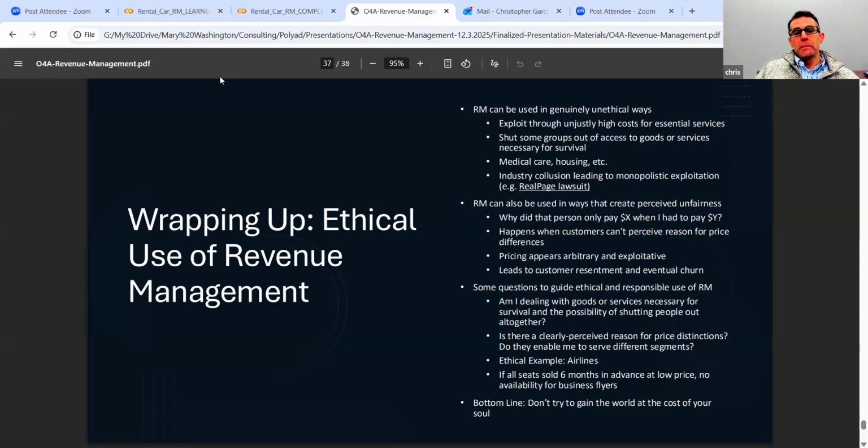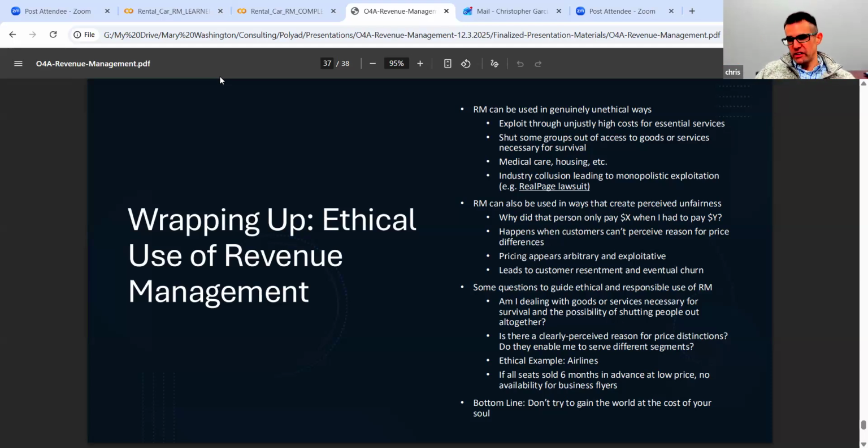Also, the appearance of unfairness. This is something, again, revenue management uses price discrimination. That's part and parcel of what you do in revenue management. You charge different prices to different segments for essentially the same exact product. The person in the seat next to one person pays $200 for a seat, and then the person next to him pays $3,300. Huge difference. Questions can be asked, right?